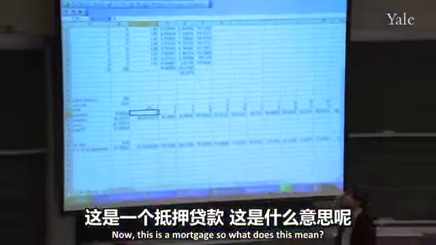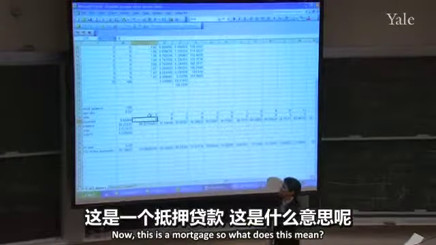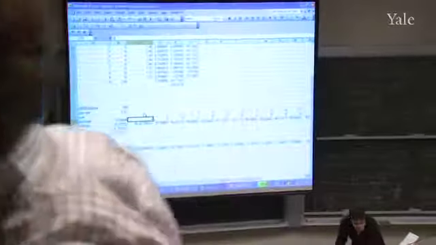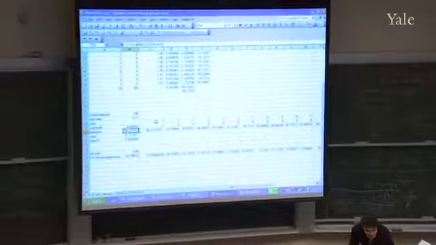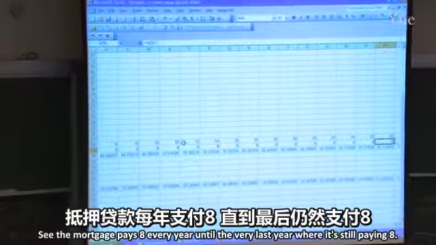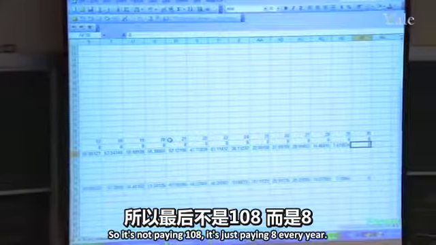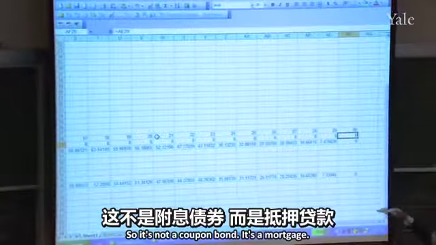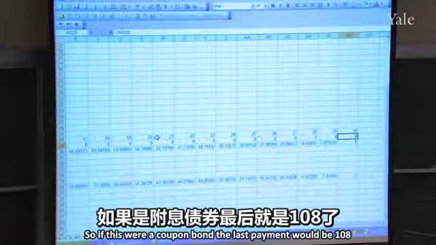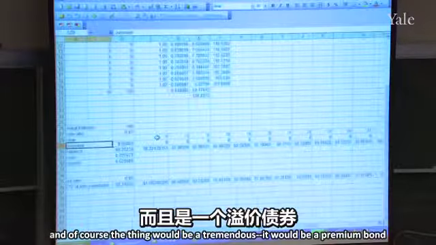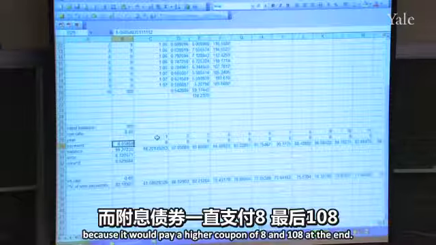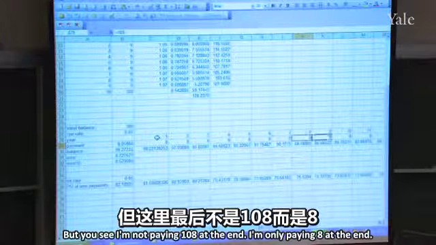Now, this is a mortgage. So what does this mean? The mortgage pays 8 every year until the very last year, where it's still paying 8. So it's not paying 108, it's just paying 8 every year. It's not a coupon bond, it's a mortgage. A mortgage pays the same amount every year until the end. If this were a coupon bond, the last payment would be 108, and it would be a premium bond because the interest rate's only 7%, since it would pay a higher coupon of 8 and 108 at the end. But I'm not paying 108 at the end, I'm only paying 8 at the end.